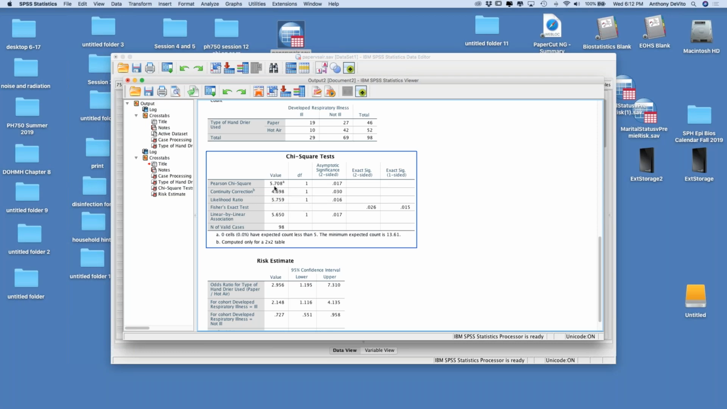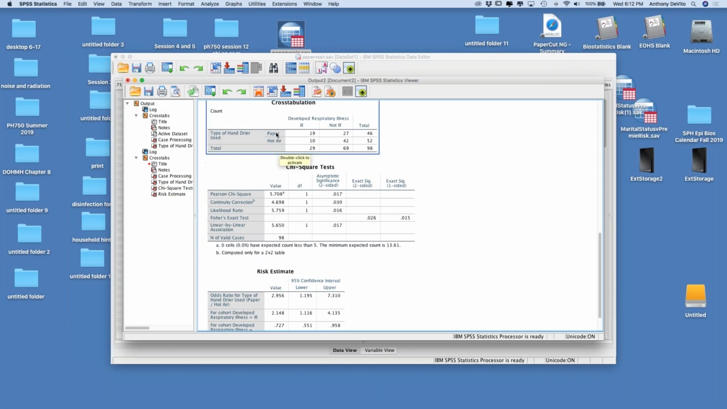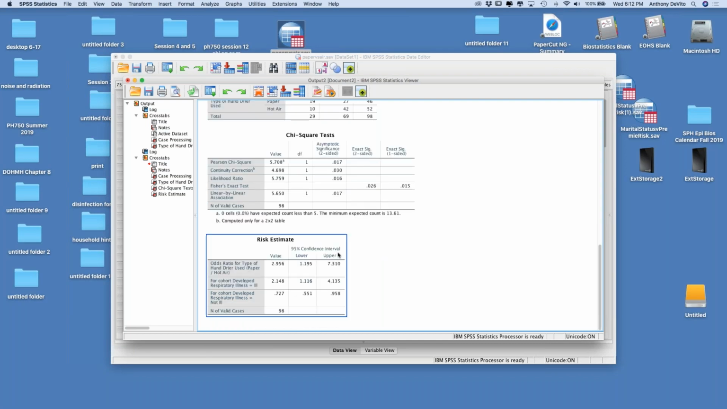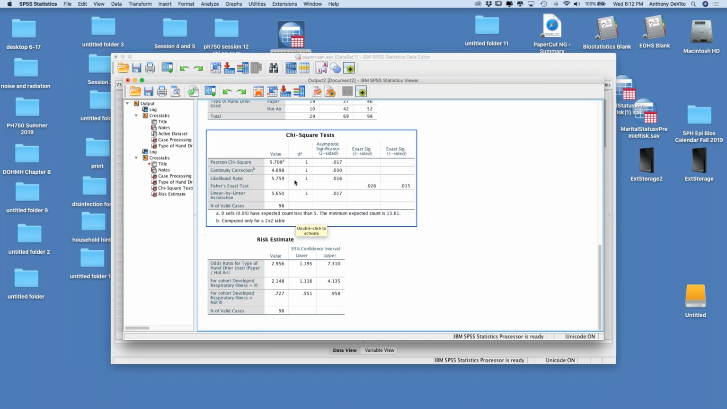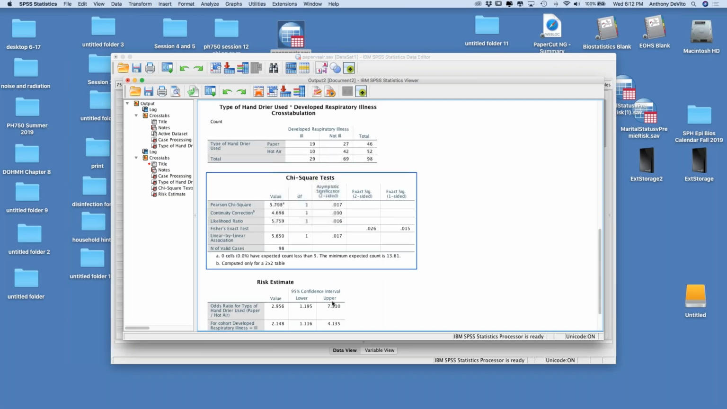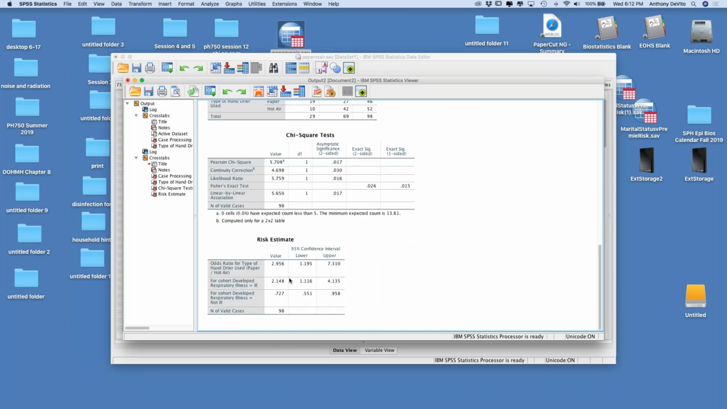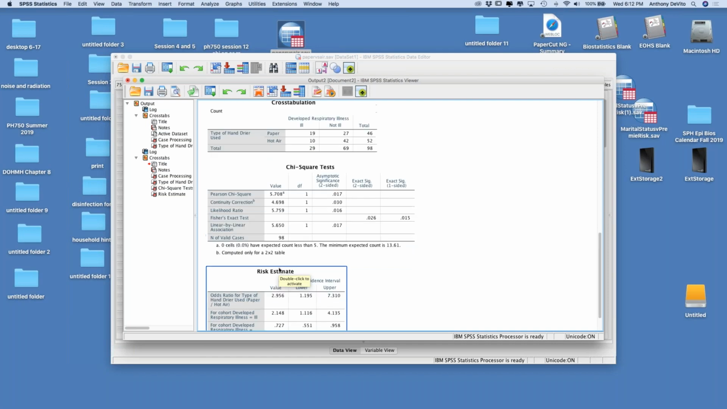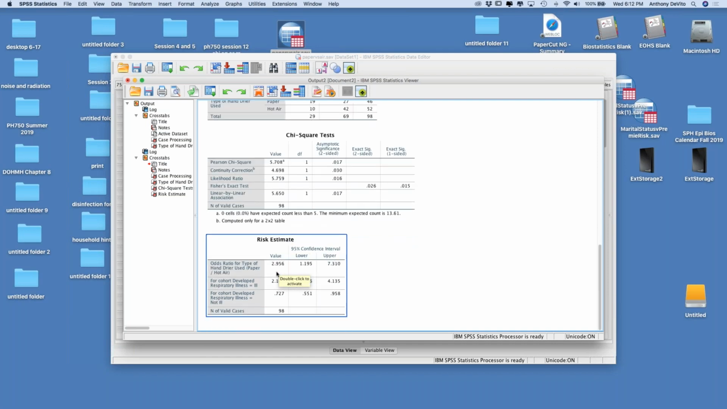So I can reject the null hypothesis, it's less than 0.05, and I can accept the alternative hypothesis that there is an association between whether you use paper or hot air and whether or not you get ill. Okay, well, what about the odds ratio? Let's go down here. The odds ratio is equal to 2.9. So in other words, based on what we have in our table, the odds of getting sick is 2.9 times as great if you use paper versus if you use hot air.